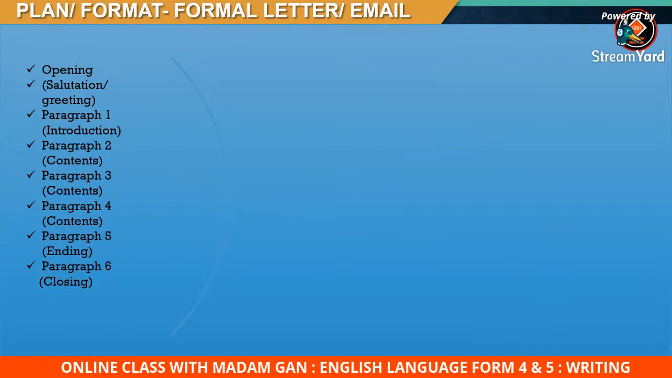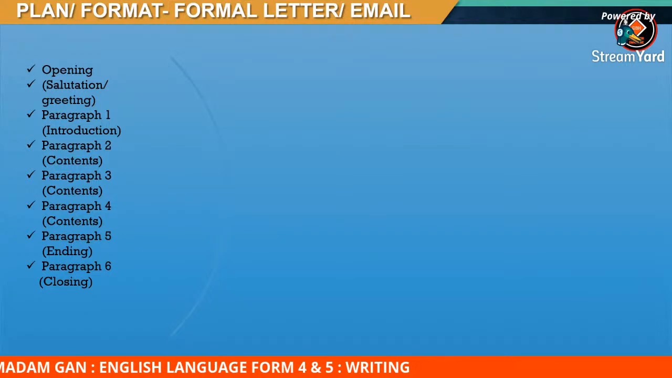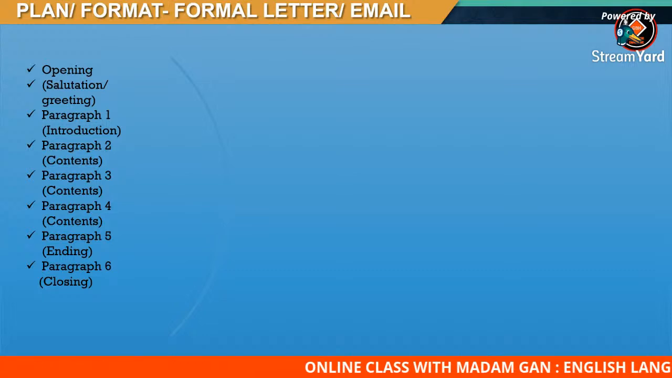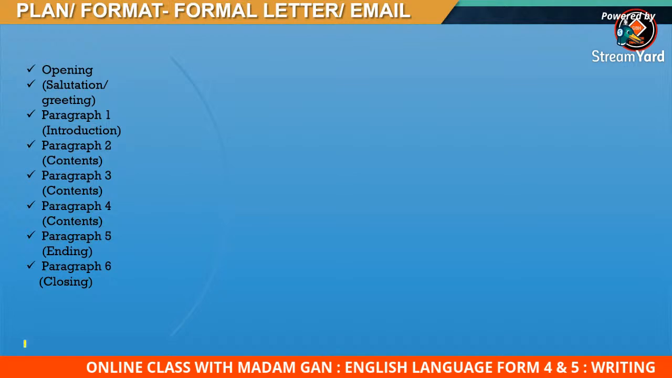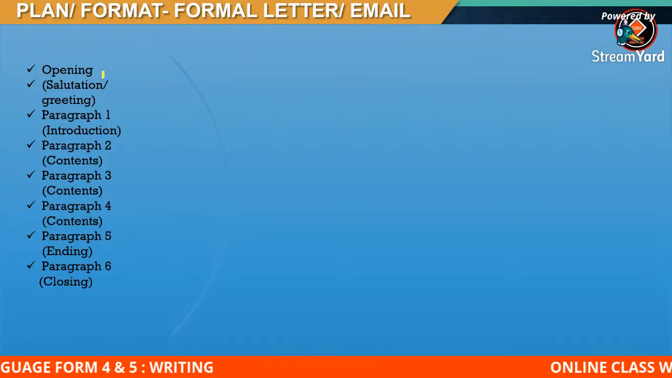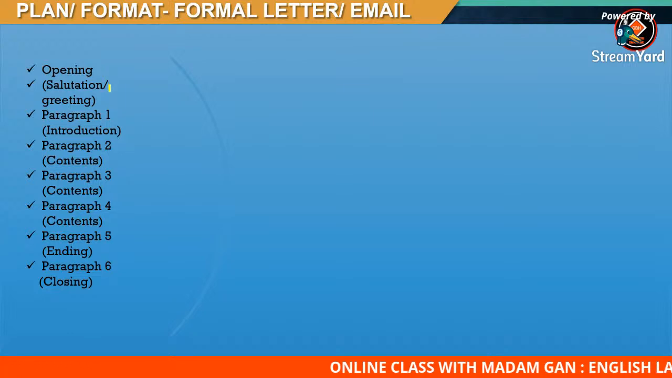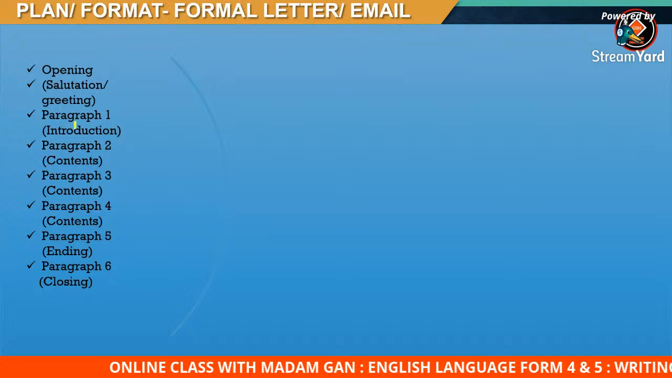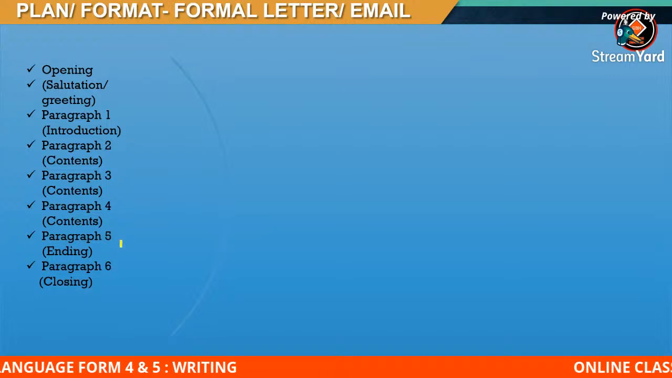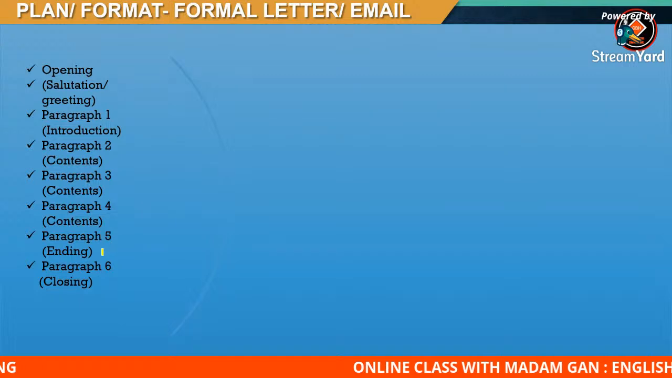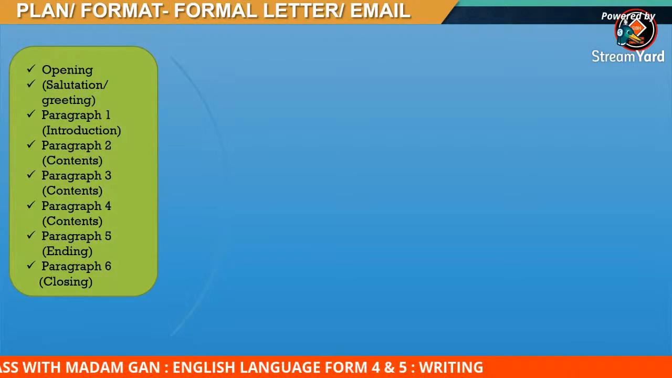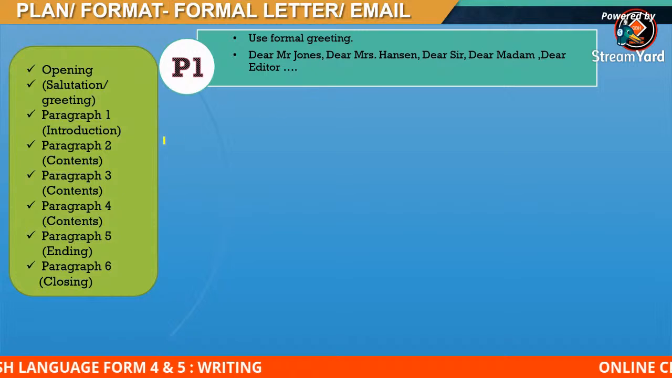So here, these are the plan. If you look at your textbook, if you go through the reference towards the end of the book where you have the writing section, the reference for writing, you can see they call it the plan, not the format. But here I use the word format also. So here we're going to look at the format or the plan for formal letter or formal email. First of all, remember you need to have your opening, which is also your salutation or your greeting. And then you need to have paragraph 1, which is the introduction. Paragraph 2 will be contents. Paragraph 3 contents. Paragraph 4 contents. You can write more if you want. And the next paragraph is called the ending, which is paragraph 5. And then the last paragraph is closing. So here, first of all, we have paragraph 1.